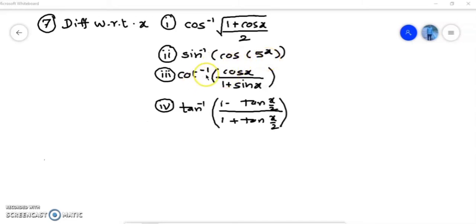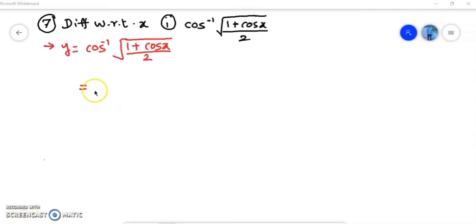Then cot inverse of cos x upon 1 plus sin x. Here you need the half angle formula. Here also you need the half angle formula. So let us see these examples one by one. Starting with the first example: cos inverse of root of (1 plus cos x) whole divided by 2.